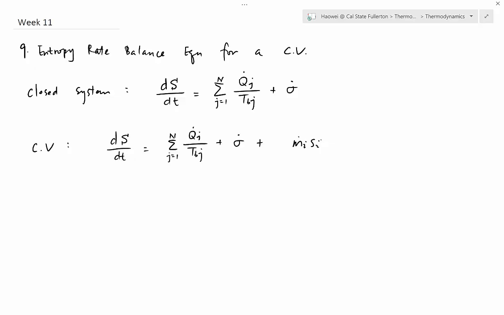And then we do the same thing for the exit, minus m dot e se. m dot e is the mass flow rate at the exit. se is the specific entropy at the exit. And then what if we have multiple inlets and multiple outlets? We can just sigma everything up. Sigma up all the inlets and sigma up all the outlets. This is the entropy rate balance equation for a control volume.